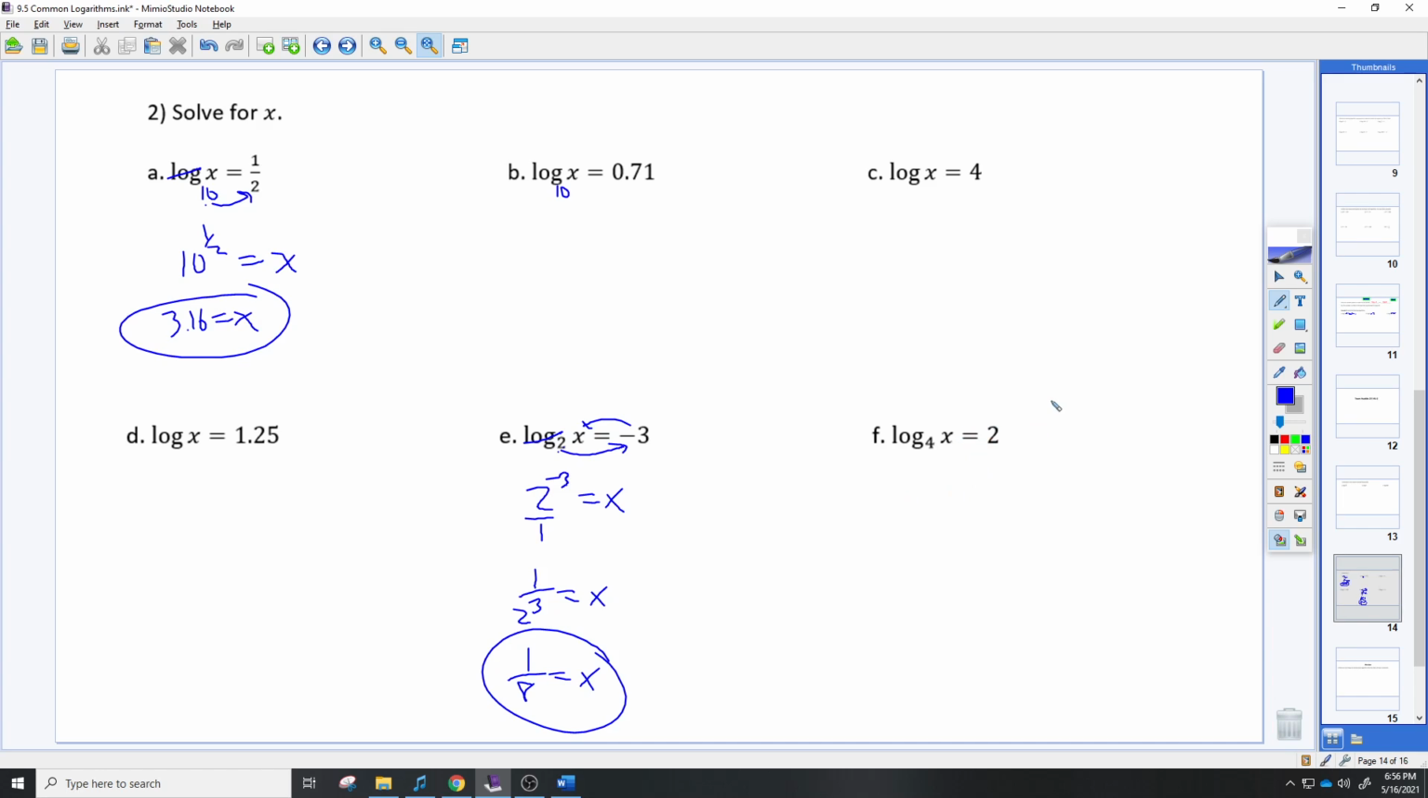And I'll do this one as well, just to finish up. If you're still here and watching, we're going to cross this out. Log, this would be 4 to the 2nd power. 4 to the 2nd equals x. So that would be 16. So they really aren't that bad, as long as you know how to go around the circle and write it correctly. So this is going from logarithmic form to exponential form.